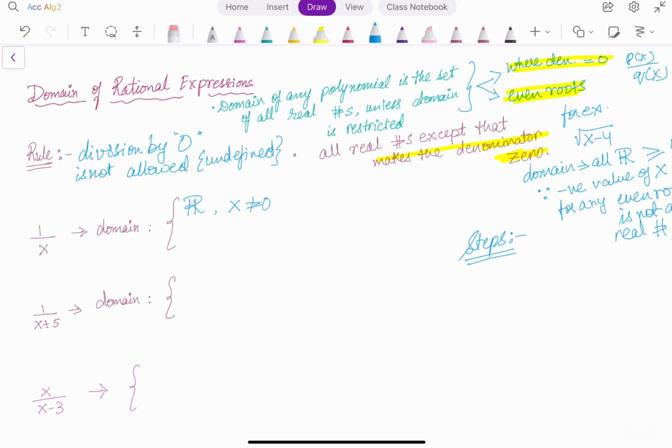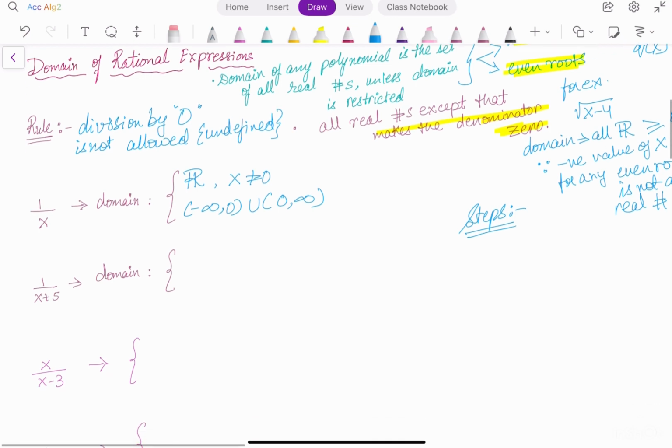So 1 over x, all real numbers except, I cannot have x as 0. So I can write it in terms of union symbol. We can say negative infinity to 0, union 0 to infinity, because 0 is not included. We cannot have x as 0.